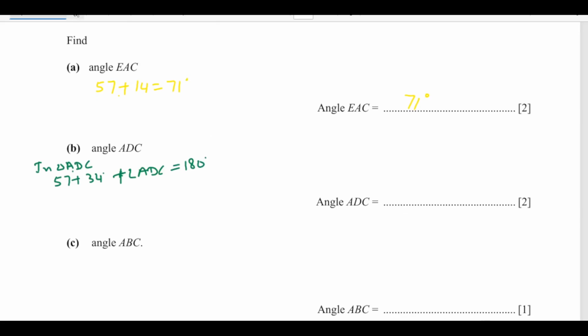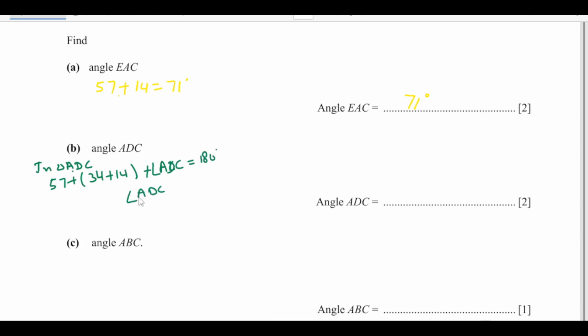Let me rewrite. In triangle ADC, we are going to take these angles which are given to us. So it was 57, then we had 34 plus 14 plus angle ADC equals 180 degrees. So angle ADC is 180 minus 105. So this is 75. So the angle is 75 degrees.